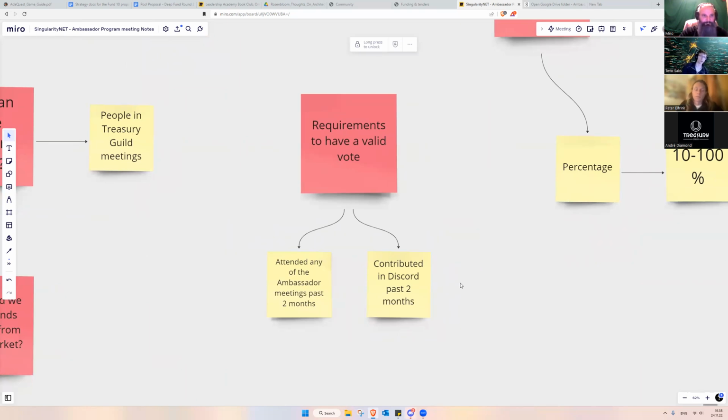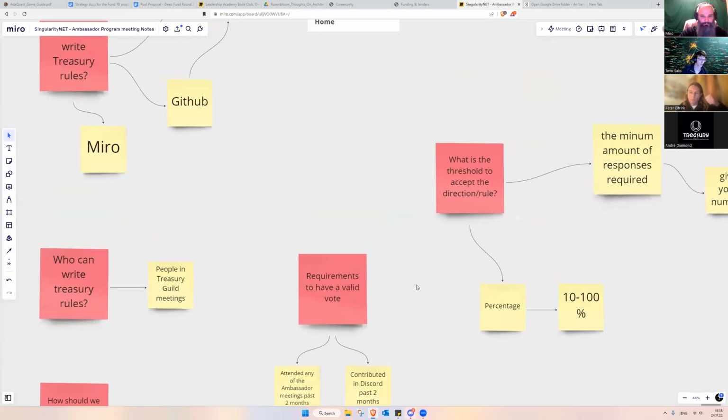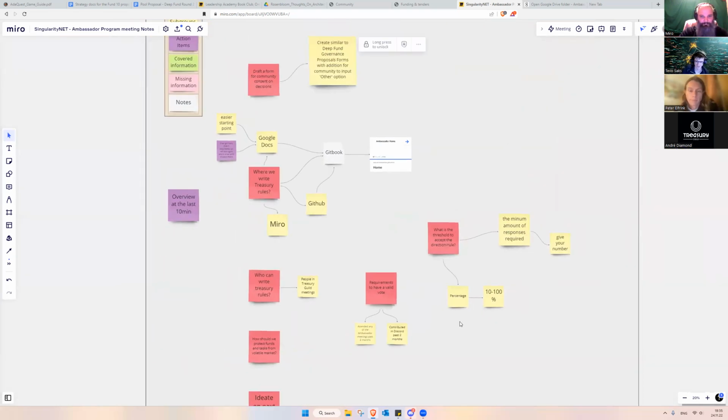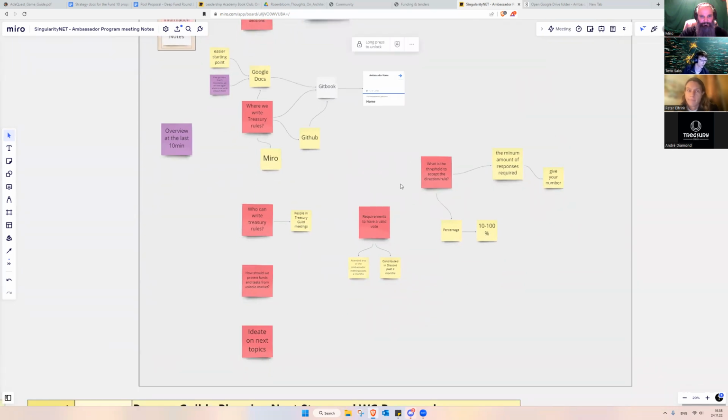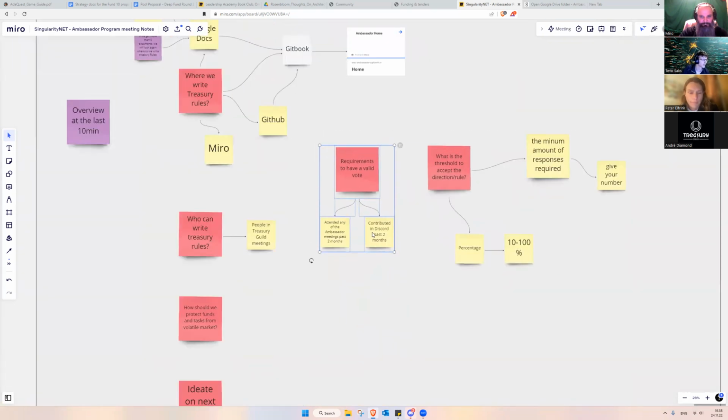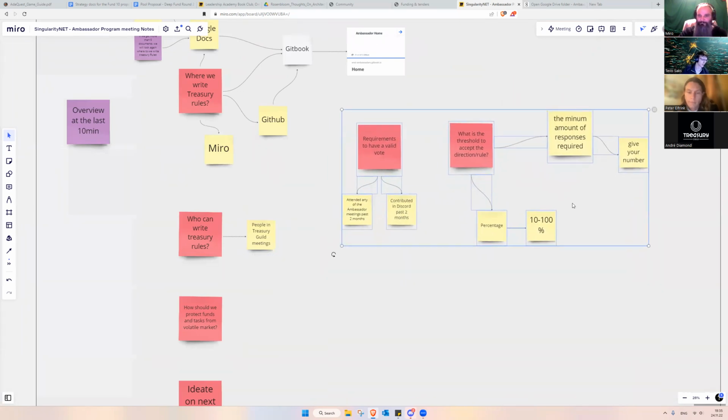So right now we're just making a form to collect data. How do we write treasury rules, where do we do it, how do we do it, all the questions coming up. Basically it's a brainstorming area, so we are not making any decisions here at the moment, but we are moving towards that. So pay attention, people. Join these meeting calls, even though I sometimes tell you the wrong day and time.